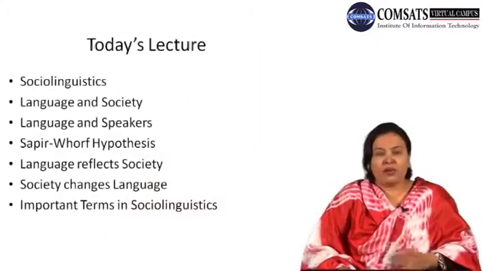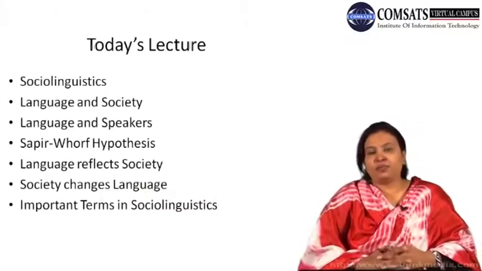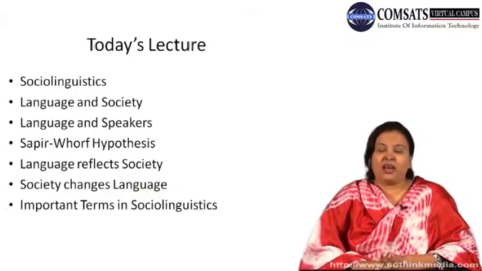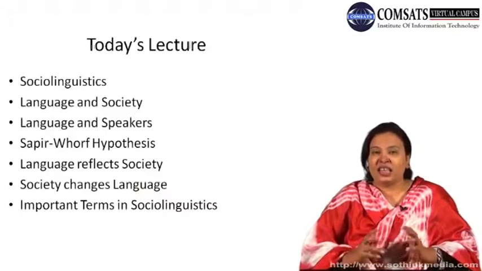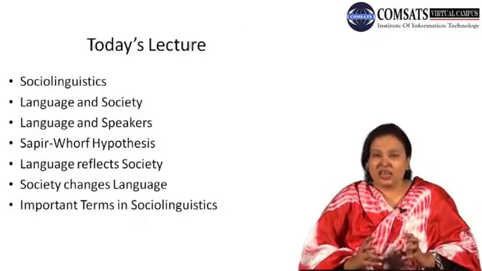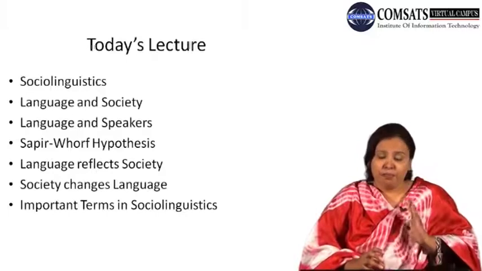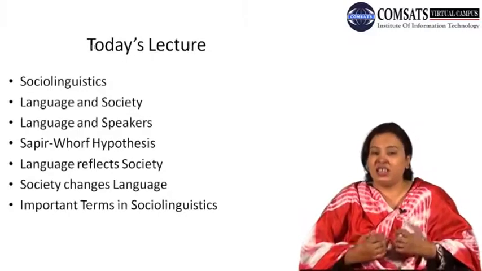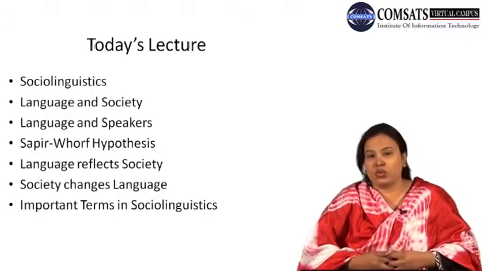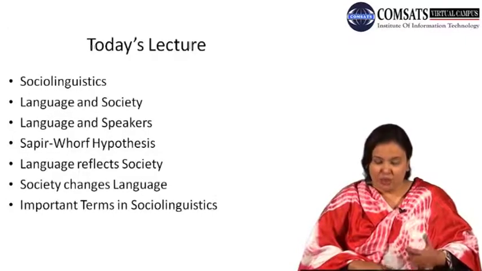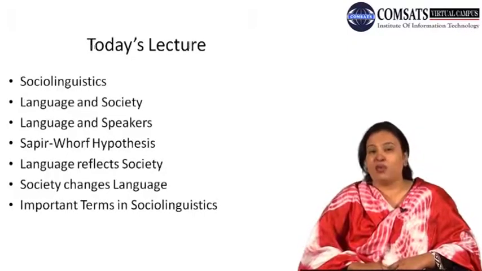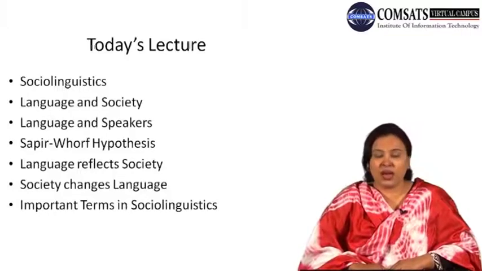So what is the outline of our lecture today? Today we will start with an introduction to sociolinguistics. Let me make it very clear that the relationship between language and society is studied under a separate field or a different discipline of linguistics, that is known as sociolinguistics. Socio for society, linguistic for language. So sociolinguistics is a branch of linguistics in which we study the relationship between language and society.